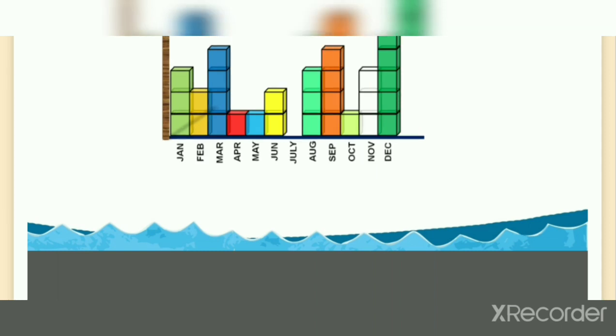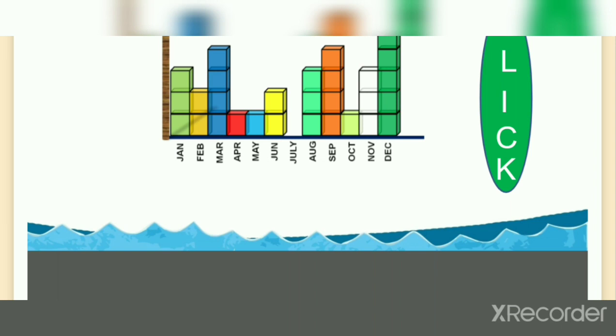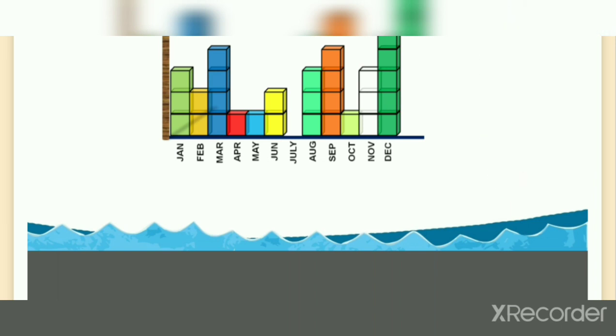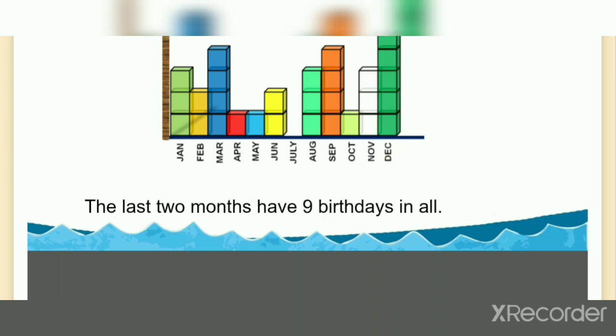How many birthdays do the last 2 months have in all? Click for answer. The last 2 months, that is, November and December, have 3 and 6 blocks respectively. It means the last 2 months have 3 plus 6, that is, 9 birthdays in all.